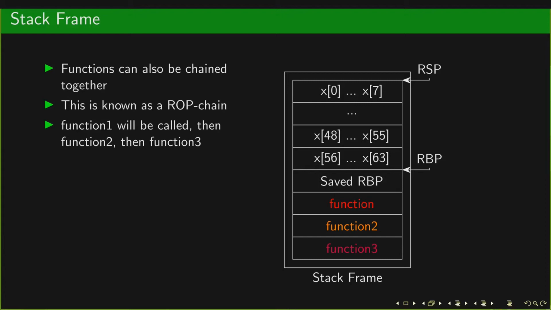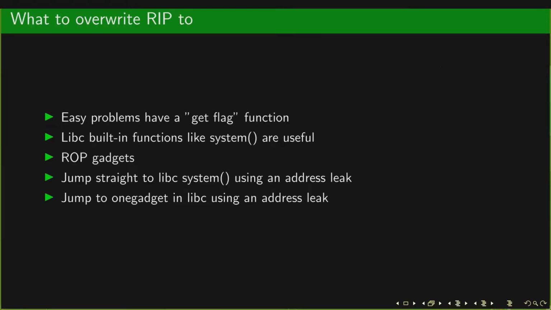And I would say, if you're going to remember a picture from this talk, it would be this picture. This picture is kind of like the heart of most stack-based binary exploitation tasks. And this is called a ROP chain. That's what this chain of functions is called.